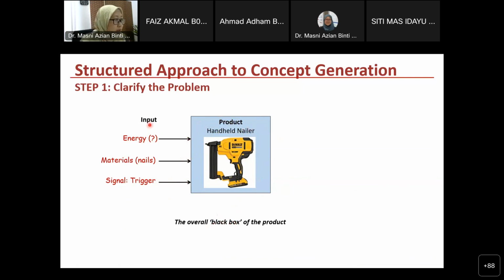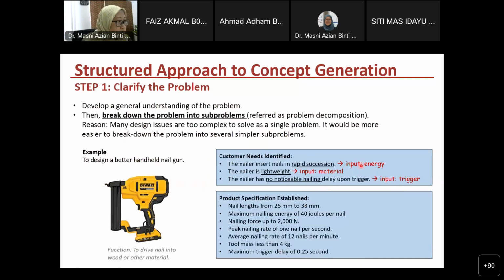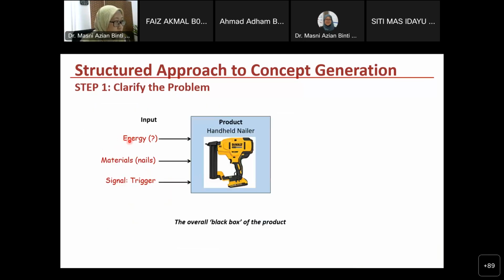Okay, so what is the input given to this product? If we refer to the previous slide, there are 3 inputs that we define, which is the energy, the material, and also the trigger. Okay, so input defined, there must be some kind of energy, and then material, what kind of material we want to explore, probably we put nail material. If you want to put other material, that is also possible, it's up to the justification of your team. And then the signal would be the trigger.